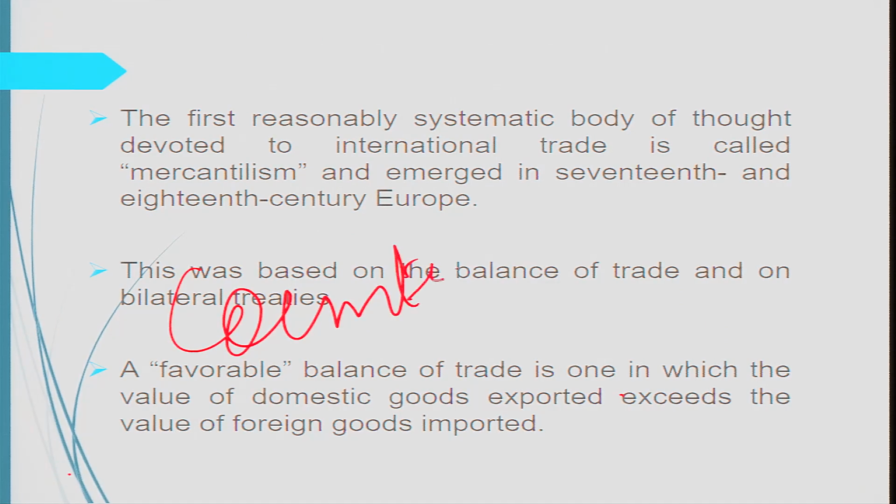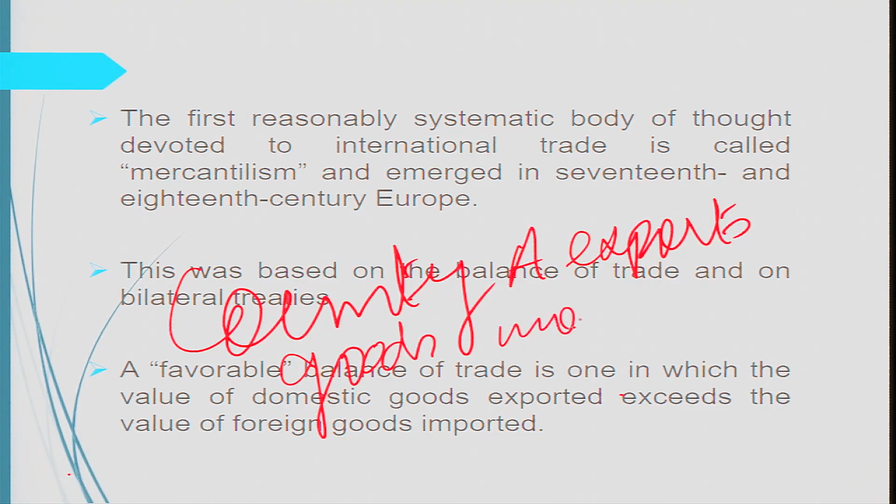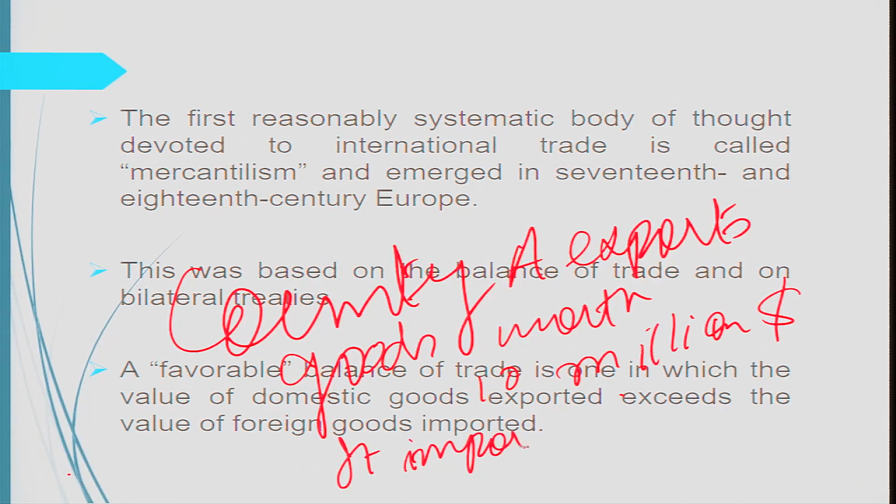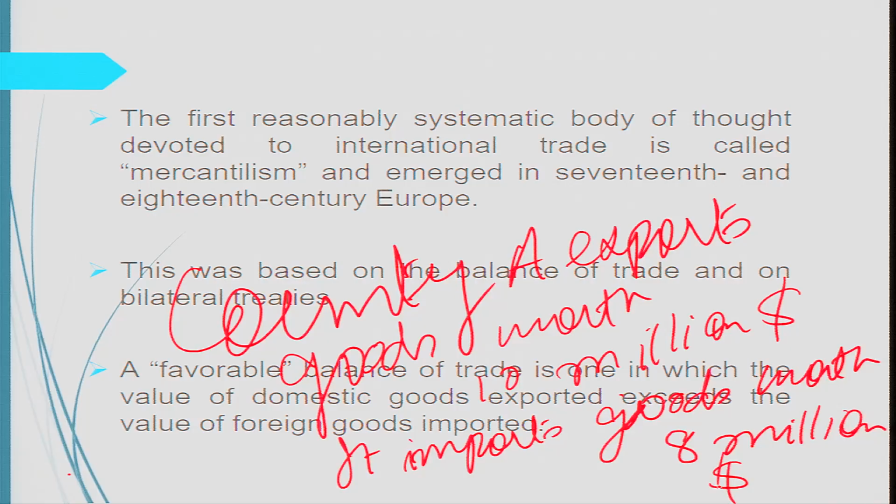this is country A. Country A exports goods worth $10 million. It imports goods worth $8 million. So this means out of this trade relationship, it is in a winning situation by $2 million. So we can say that it has a favorable balance of trade of $2 million.